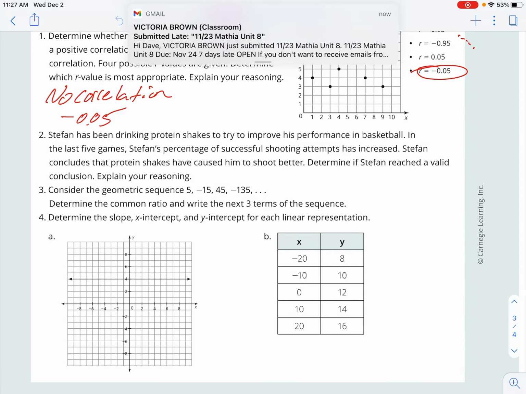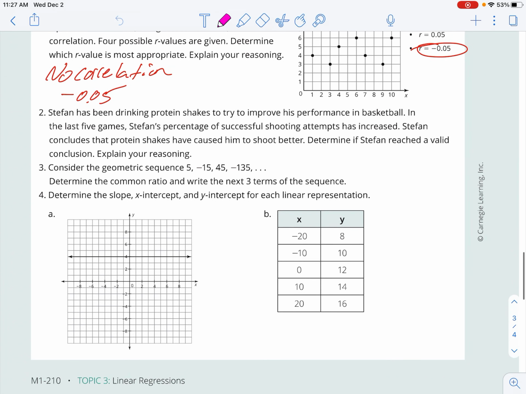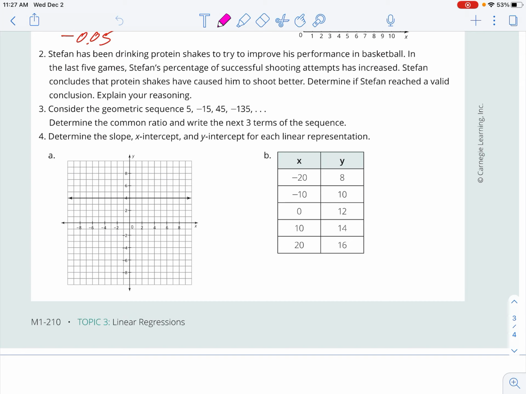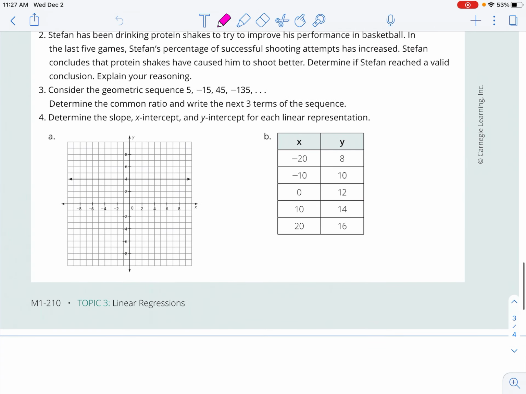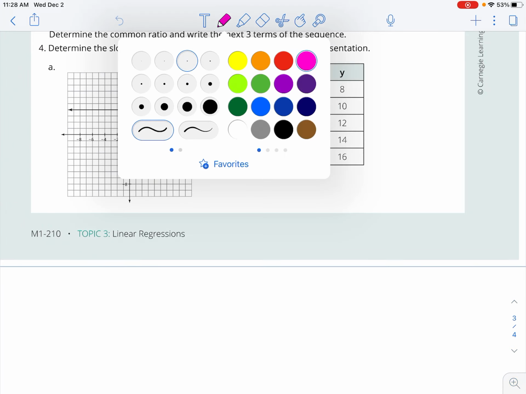Okay, review 2 through 4. Number 2, Stefan has been drinking protein shakes to try to improve his performance in basketball. Last 5 games, Stefan's percentage of successful shooting attempts has increased. Stefan concludes that protein shakes have caused him to shoot better. Determine if Stefan reached a valid conclusion. Explain your reasoning.